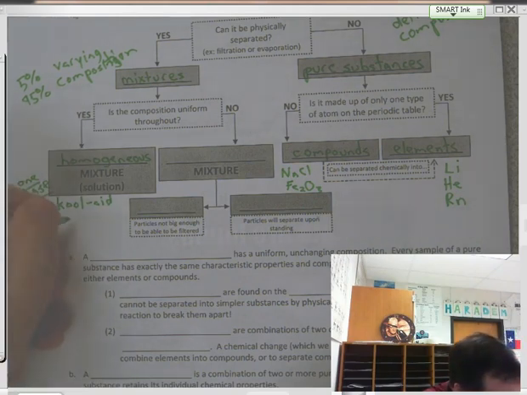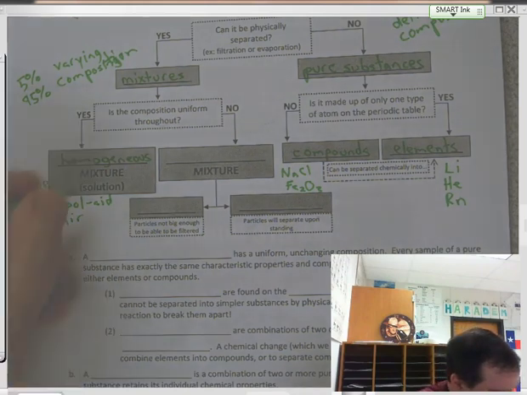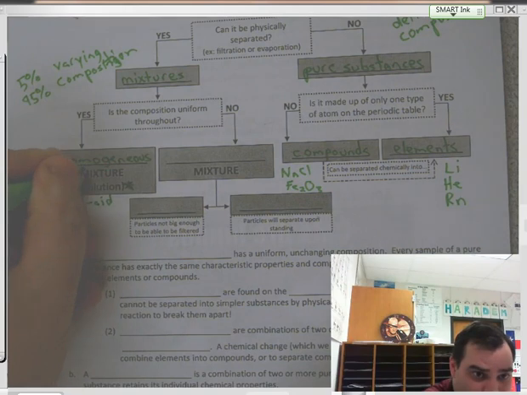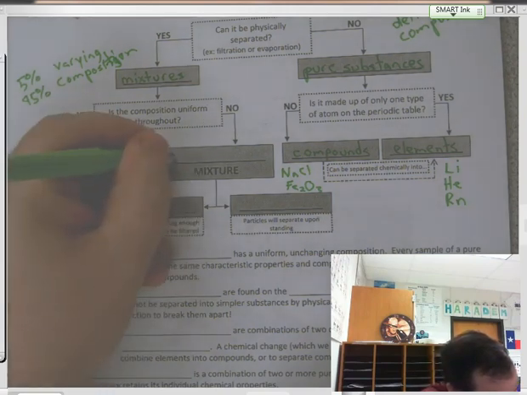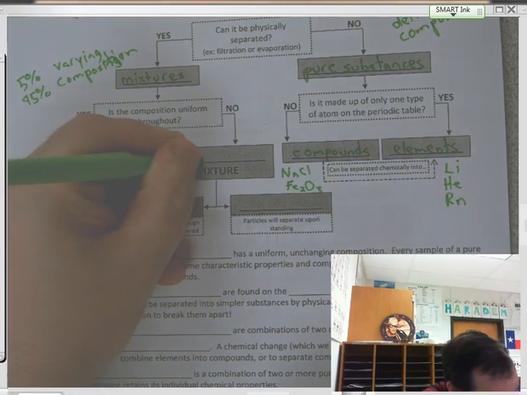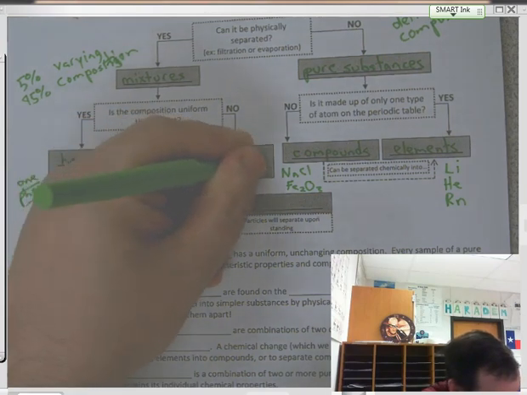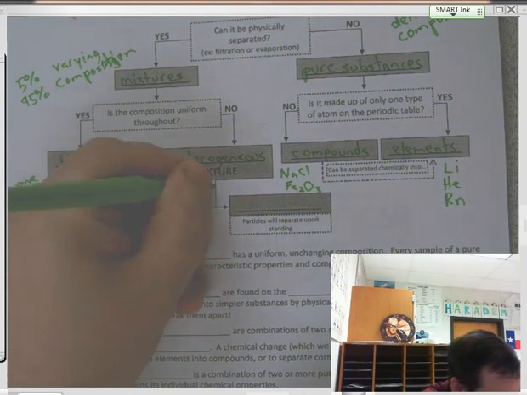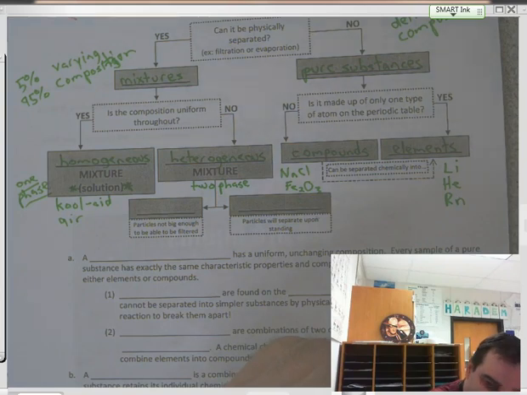Another example would be air. That would also be a homogeneous mixture. Make sure you know that whenever you see the word solution, it means homogeneous mixture. Just say solution, homogeneous mixture. Okay. Heterogeneous mixtures have two phases. Usually you can see the different parts.